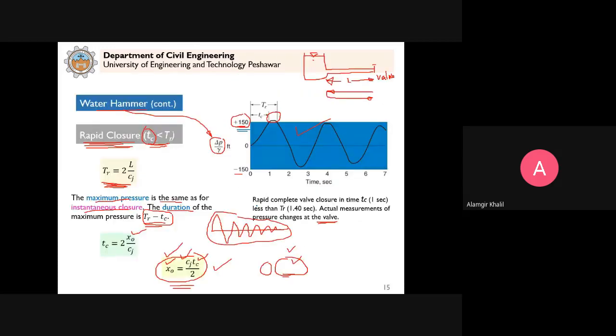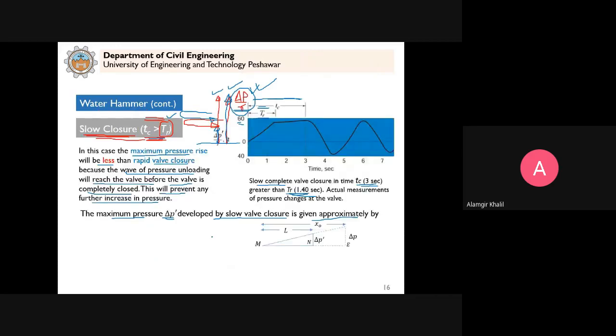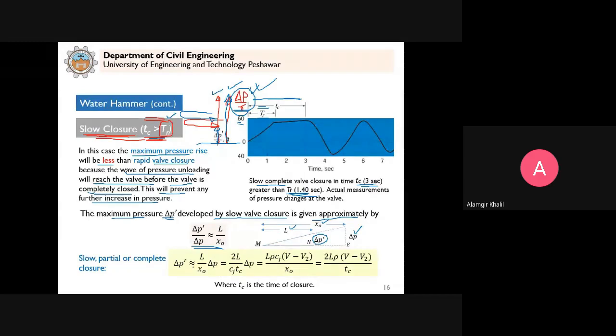So now coming back here, you see this is what we saw, uniformly decreasing pressure. Now we are interested in calculating this delta P dash. Delta P we can calculate. X naught we can calculate. L is given. We can calculate delta P dash approximately by this relationship, similar triangles. Delta P dash by delta P is equal to L by x naught. We already know L, x naught and delta P from previously, so you can calculate delta P dash from these equations.